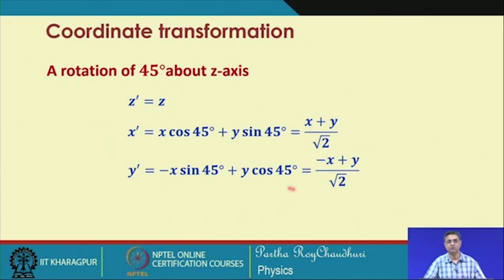will give you this transformation from the Euler angle rotation. If you write that matrix, z prime will be equal to z, x prime will be represented in terms of this 45 degree of x and 45 degree of y, and similarly y prime will be represented.